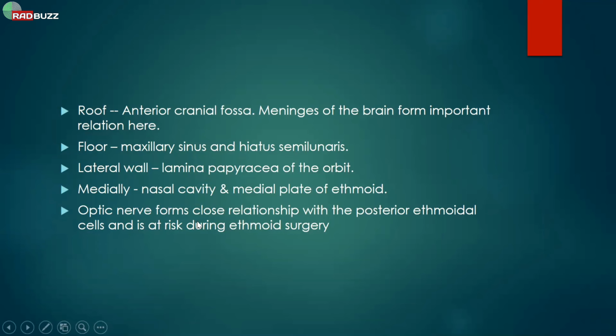Now here, the optic nerve forms an important relationship with the posterior ethmoids and is at risk during ethmoid surgery. This is important for ENT surgeons when they are going to operate and they get a paranasal sinus CT. You must tell the relationship of the optic nerve with the posterior ethmoids.